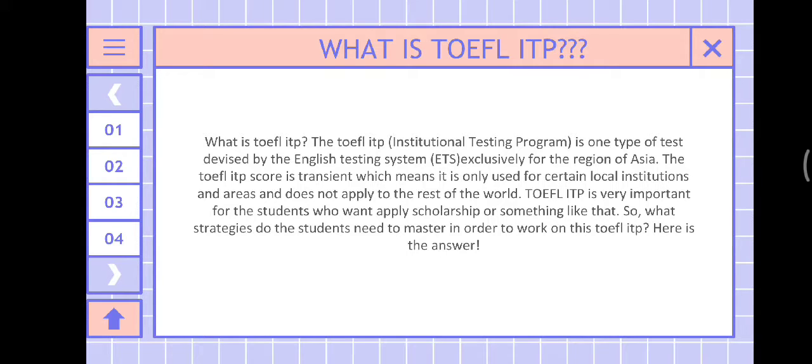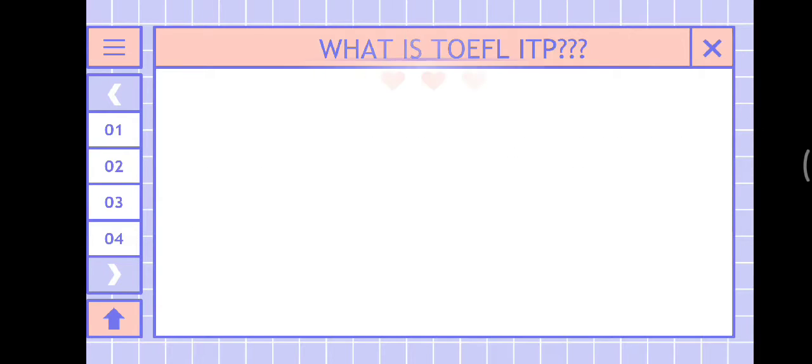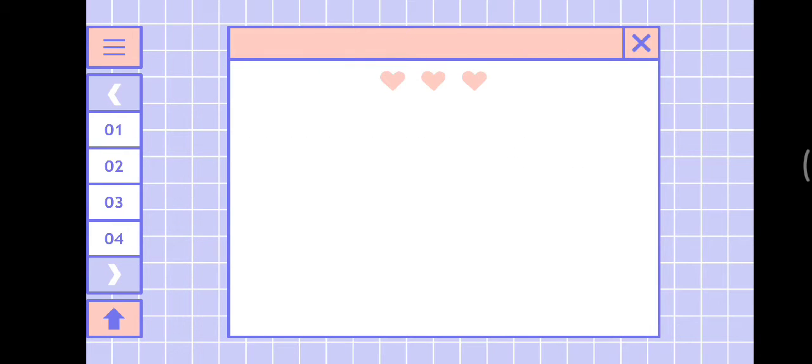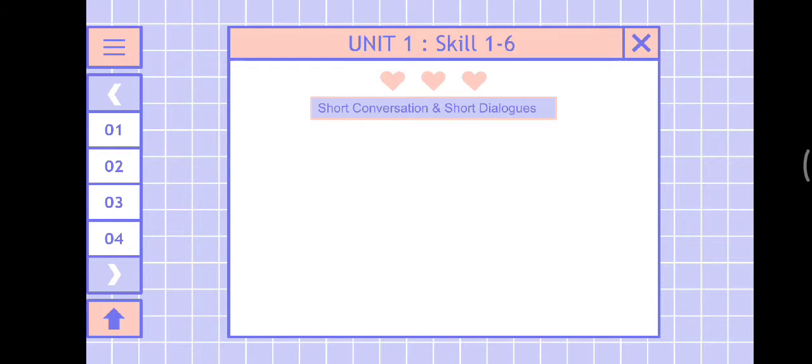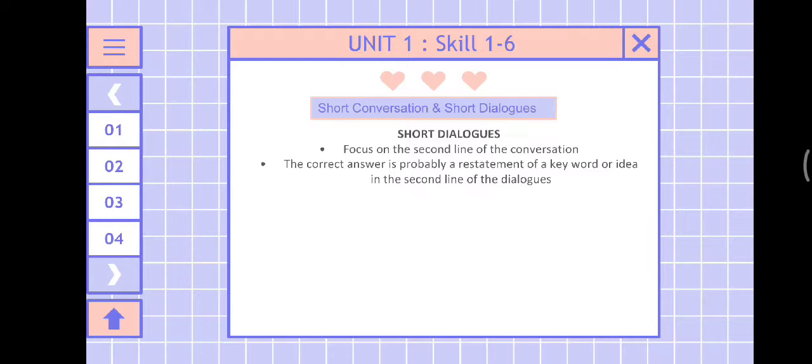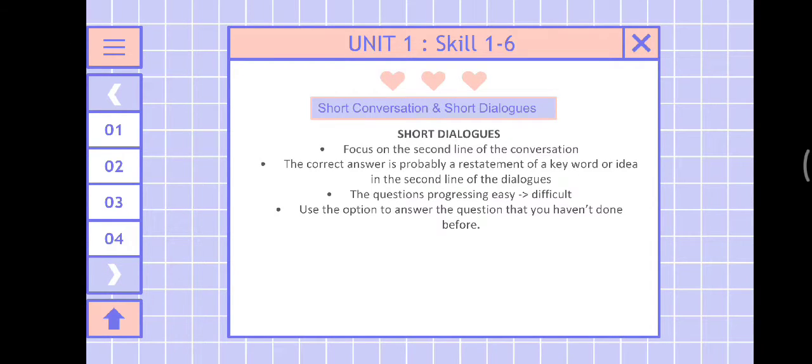So, what strategies do the students need to master in order to work on this TOEFL ITP? Here is the answer. Unit 1, Skill 1 until 6, Short Conversation and Short Dialogues. Tips and tricks to answer short dialogues.